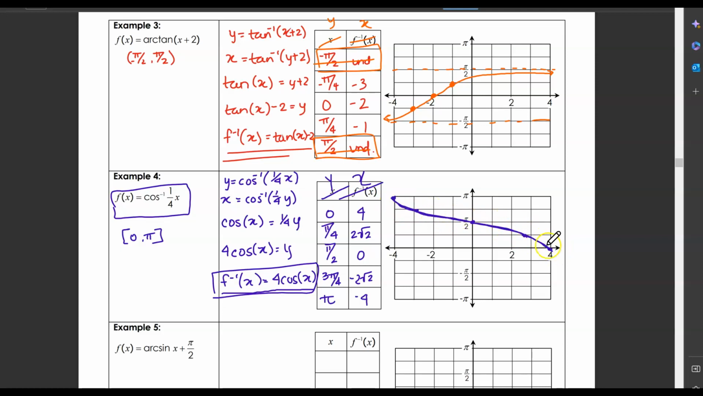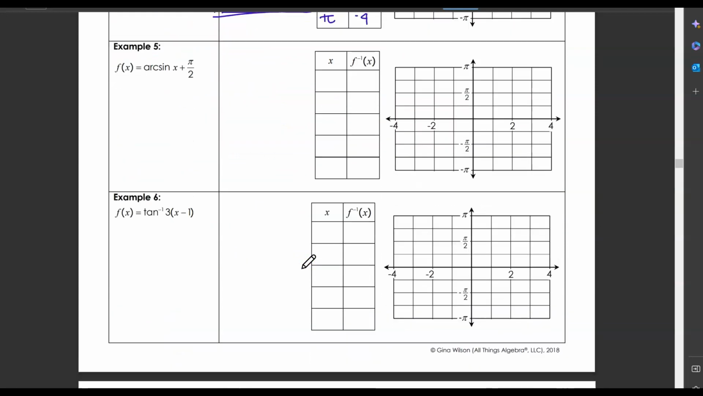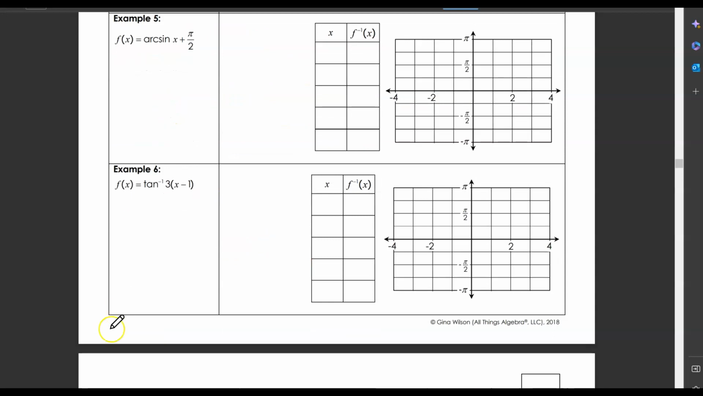Remember, this is the whole graph. It does not go on forever. This is it. Hopefully this is coming together. Go ahead and try example 5.